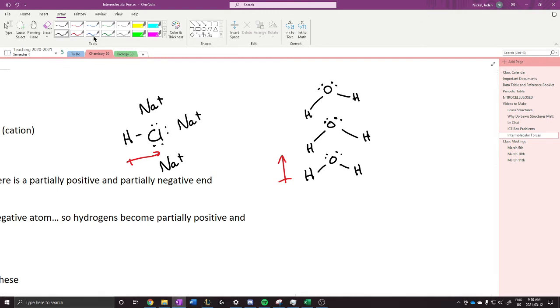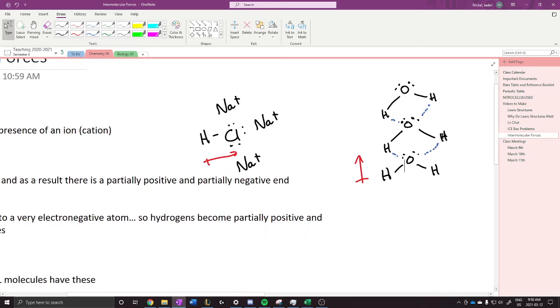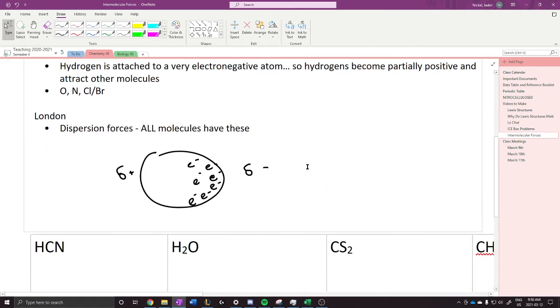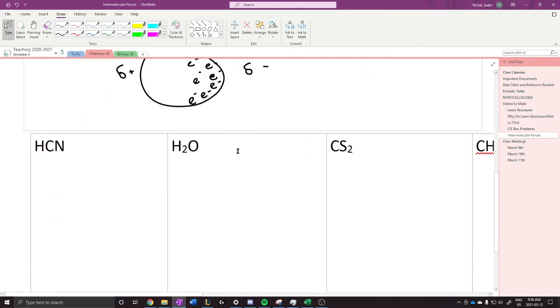Now, the other thing that we also start to see with water is, because we have hydrogen attached to a very electronegative atom in oxygen, we start to see this network being formed of these hydrogen bonds, where these bonds will try to attach to this oxygen. And that'll create a more stable molecule of water. And then London dispersion forces, we have them there.